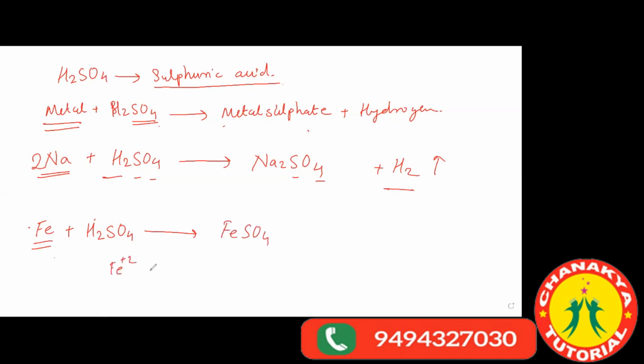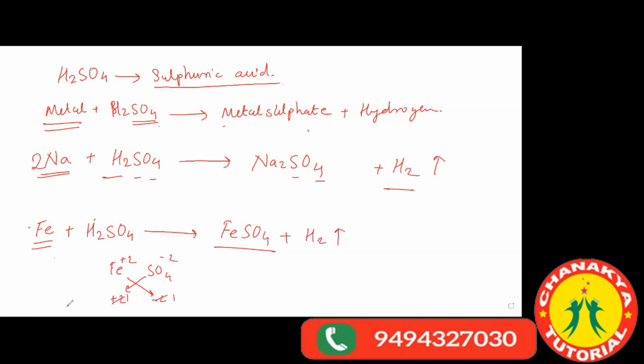Fe has a valency plus 2. Sulfate, SO4, has minus 2. Plus 2 minus 2, 2 ones are 2, both get cancelled. And hence you get the formula FeSO4. Clear? And your hydrogen gas would be released.